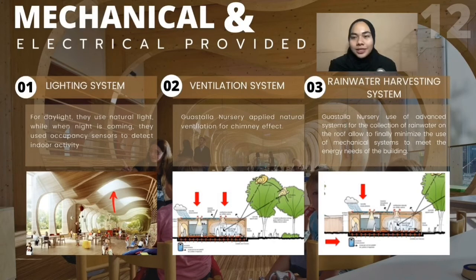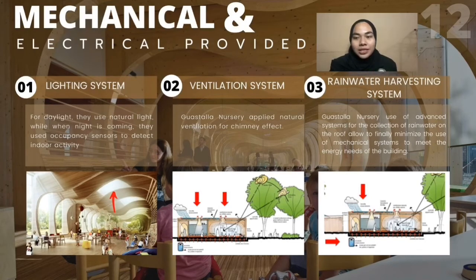Firstly, lighting system. In order to save more electricity and budget, Guastalla Nursery uses sensory high-efficiency lighting system in the building, which is, for daylight, they use natural light from sunlight that comes from the skylight and double glazing mirror alongside the building. At night, they use occupancy sensor detect indoor activity. This is to provide comfort and automatically turn on light when someone enters the room and turn off when the last occupant has left the room.